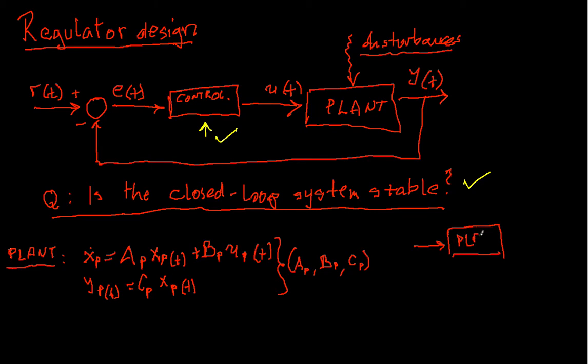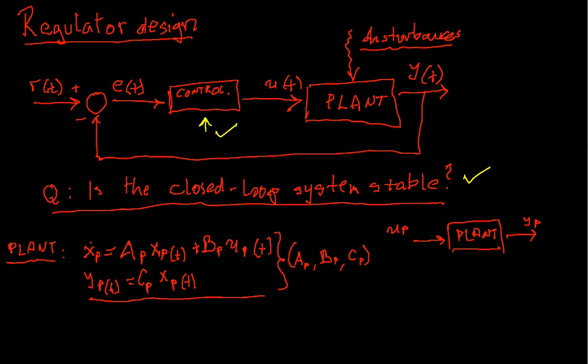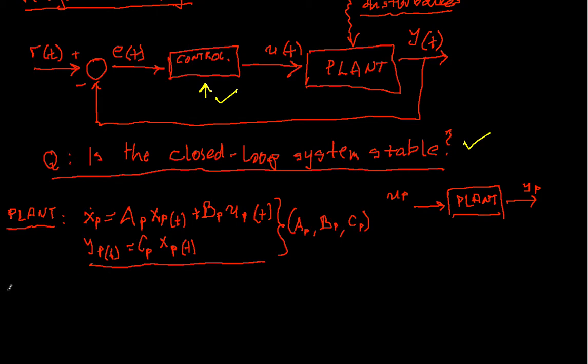So one can say in the input-output representation that this will take the following form. U plant hits the plant and output of the plant is Y P. So this is exactly what we get with the following description of this plant. And if we look at this, what about controller?